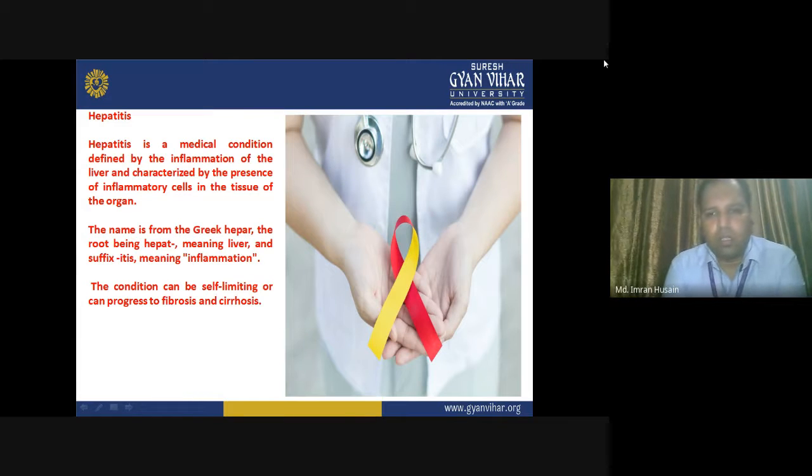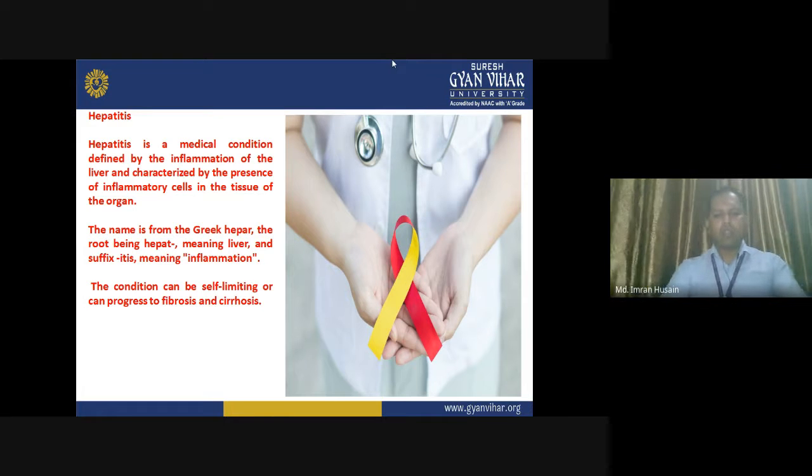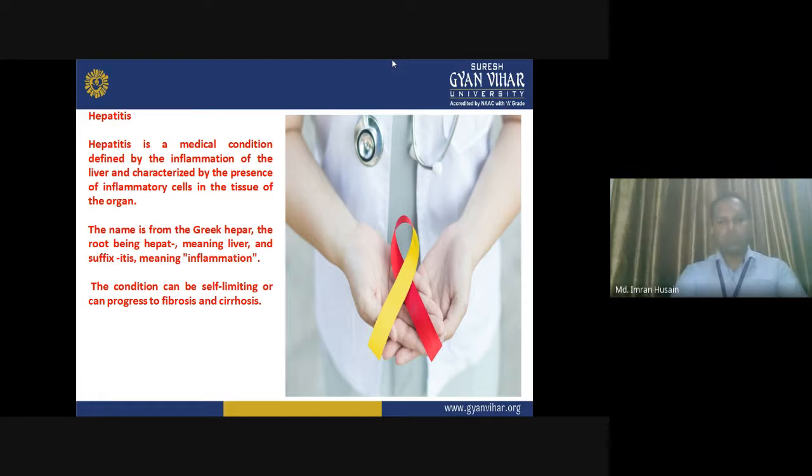So, in this image, you can see the international symbol that is used for hepatitis. Hepatitis is a medical condition defined by the inflammation of the liver and characterized by the presence of inflammatory cells in the tissues of the organ. So, hepatitis is 200% linked with the liver and disorders caused in that particular organ or tissue.